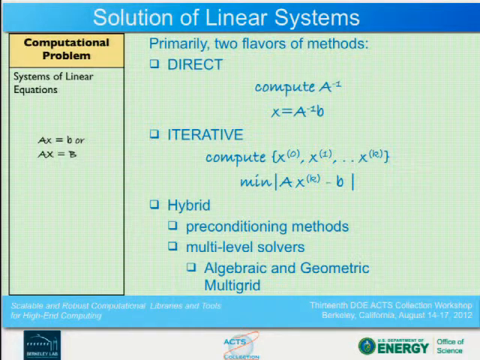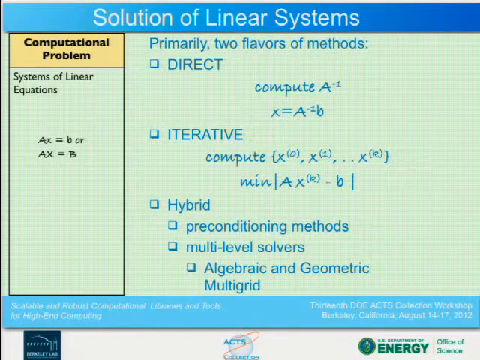So let's think about the two primary flavors. One will be a direct method, where basically what you're computing is the inverse of the matrix, and you have an iterative scheme where, at each step, you approximate the solution or compute something that looks like the solution, and you stop when the distance of the x that you currently have is satisfactory, or that's as far as you can converge in that particular problem. Another alternative is to use a hybrid method.